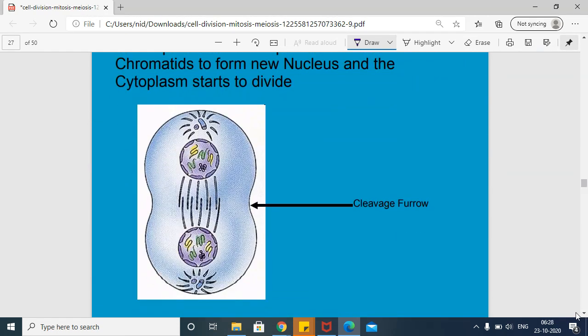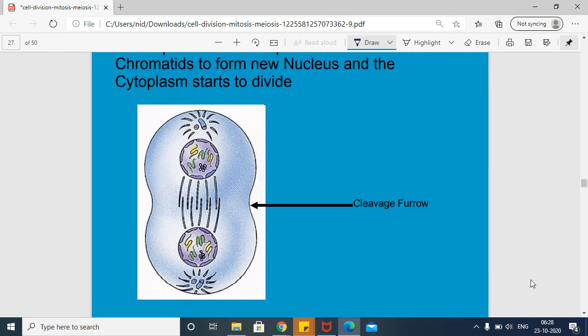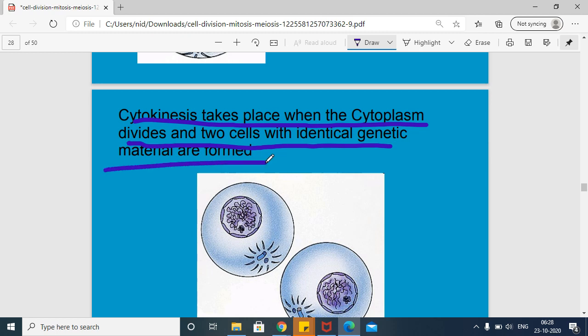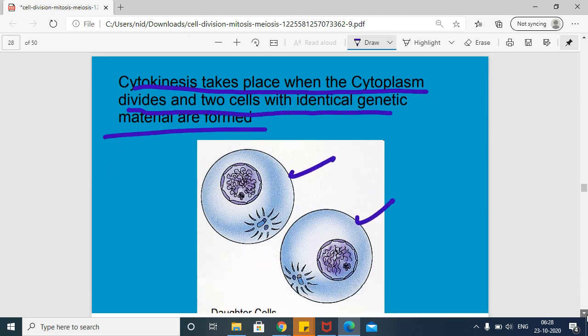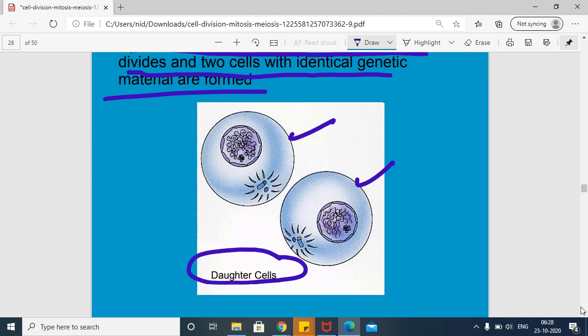Now comes telophase. In telophase, an envelope is going to surround each set of chromatids, and they are going to form the new nucleus, and the cytoplasm is going to start developing and dividing. So the cleavage furrow is where it is going to separate out, as you already know, right? Now cytokinesis is going to take place when the cytoplasm divides into two daughter cells with identical genetic material. You can see, right? These are the daughter cells. Any problem till here?